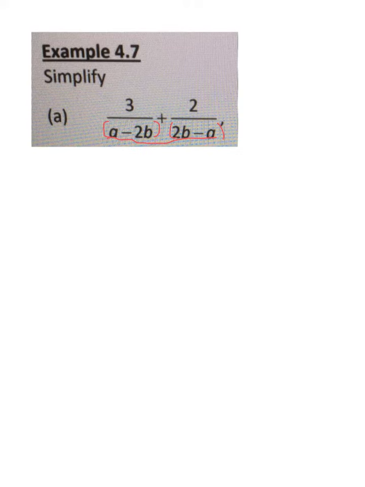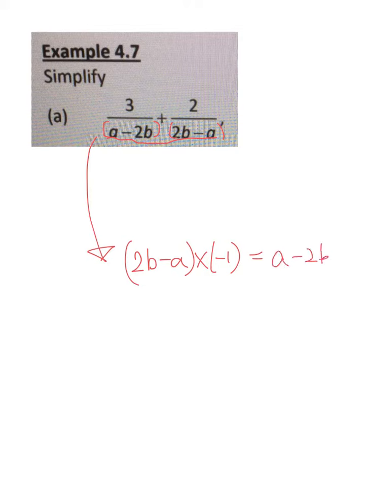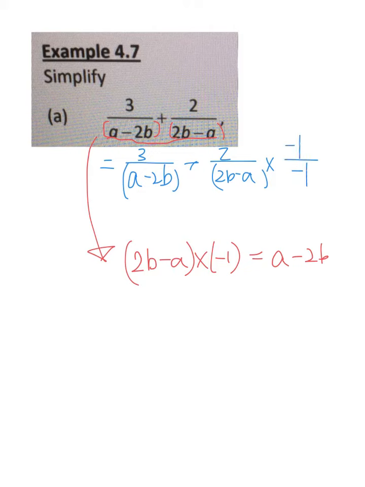It's based on a technique: if you multiply 2b minus a times negative 1, it will become a minus 2b. If we know this relation, what we can do is multiply the fraction at the back by the fraction negative 1 over negative 1.